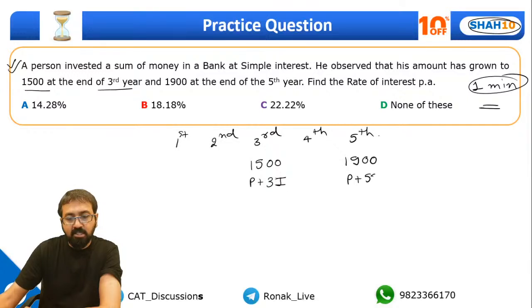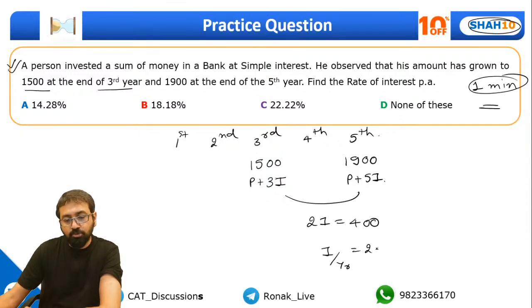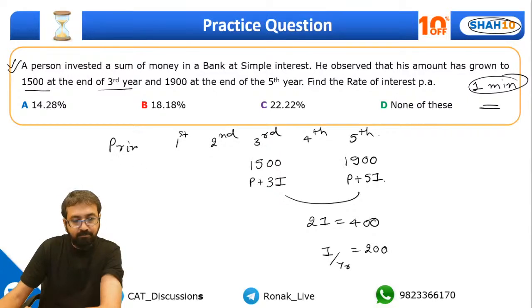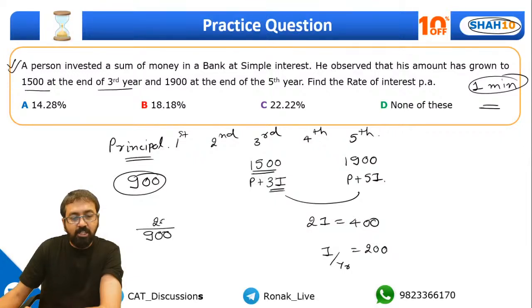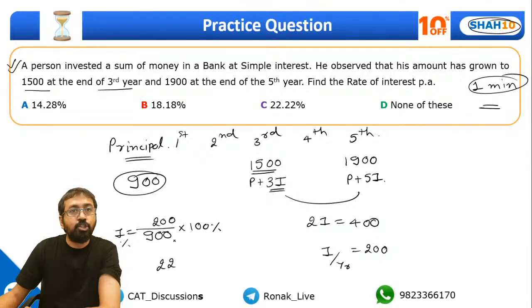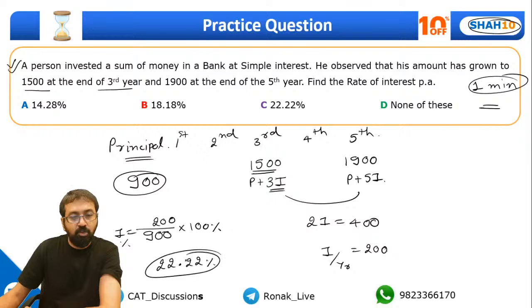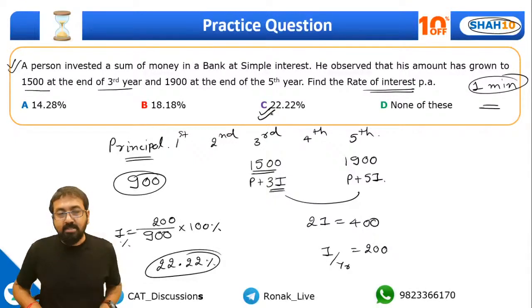So this is nothing but principal plus interest of 5 years. What is this difference? Can I say 2 times interest? Suppose i is the yearly interest. What is this difference? 400. So interest per year will be equal to 200. So what should be the principal? Principal should be 1500 minus 3 years interest, so it should be 900. So on this principal of 900, every year you are getting interest of 200 rupees. So interest percentage is equal to 200 by 900 into 100%. If you solve this, 1 by 9 is 11.11%, 2 by 9 is 22.22%. So the interest per annum is option C, 22.22%.